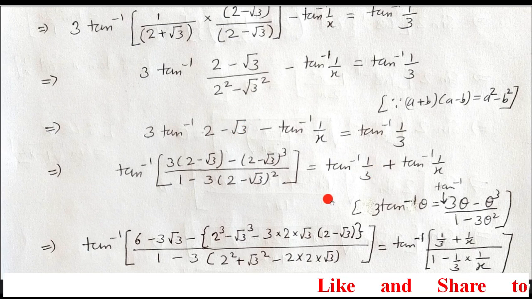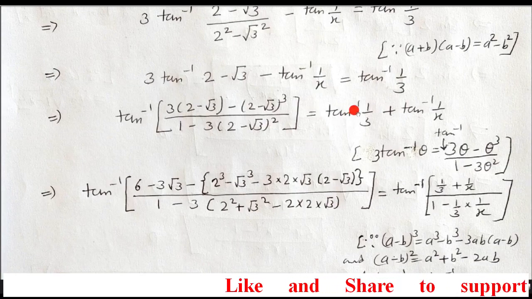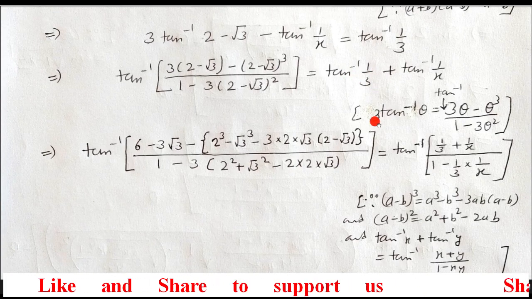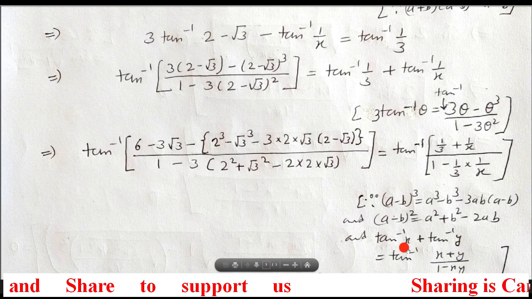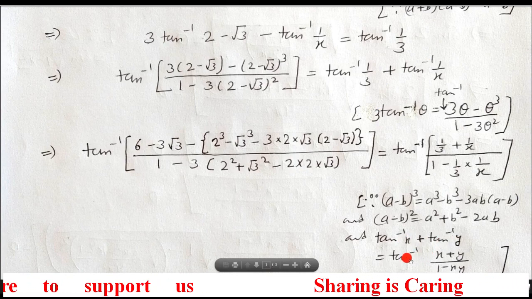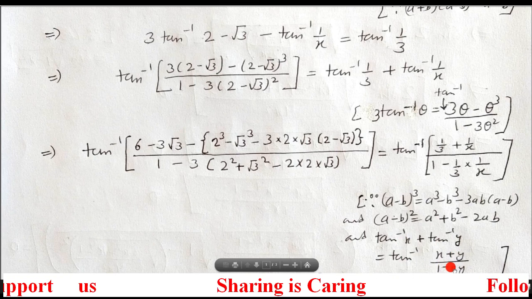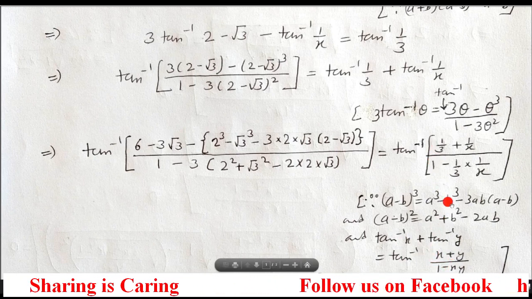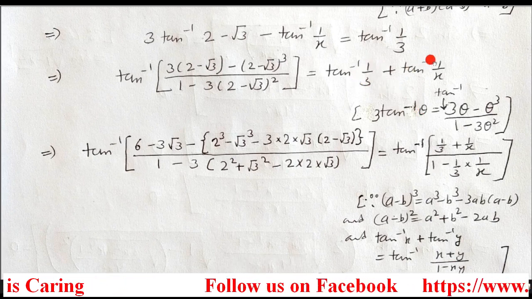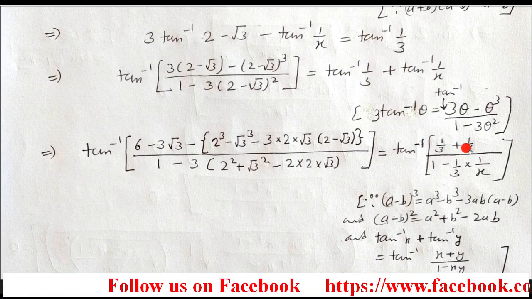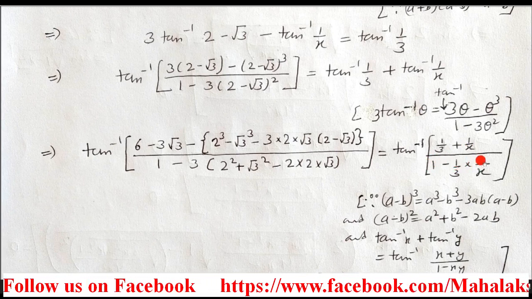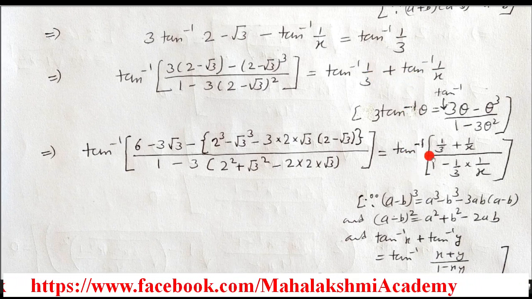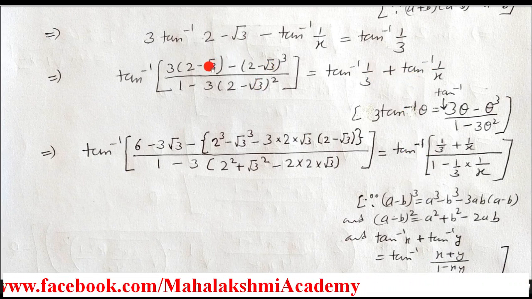Now in the next step, on the right hand side, see the terms are in the form of tan inverse x plus tan inverse y. Now you know the formula for tan inverse x plus tan inverse y is tan inverse of x plus y upon 1 minus xy. So this complete expression is our x and this complete expression is our y. So tan inverse x plus y upon 1 minus xy. So we use this formula on these two terms on the right hand side, and on the left hand side first we will solve these brackets.